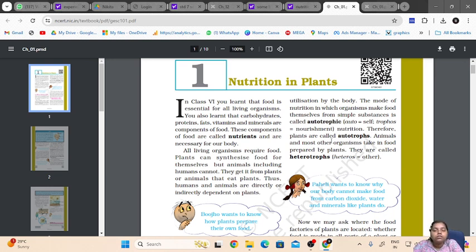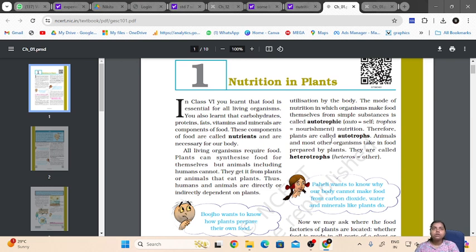Students, you all must have learned in earlier classes about nutrition, correct? Nutrition in terms of food. That food is important for living organisms. It provides us energy that helps increase our metabolism, and gives us energy to do various normal daily functions.